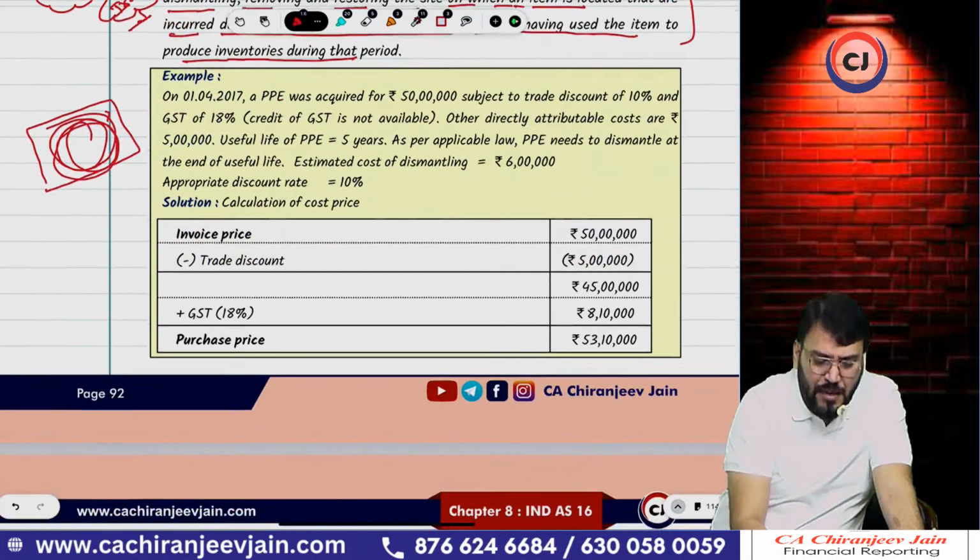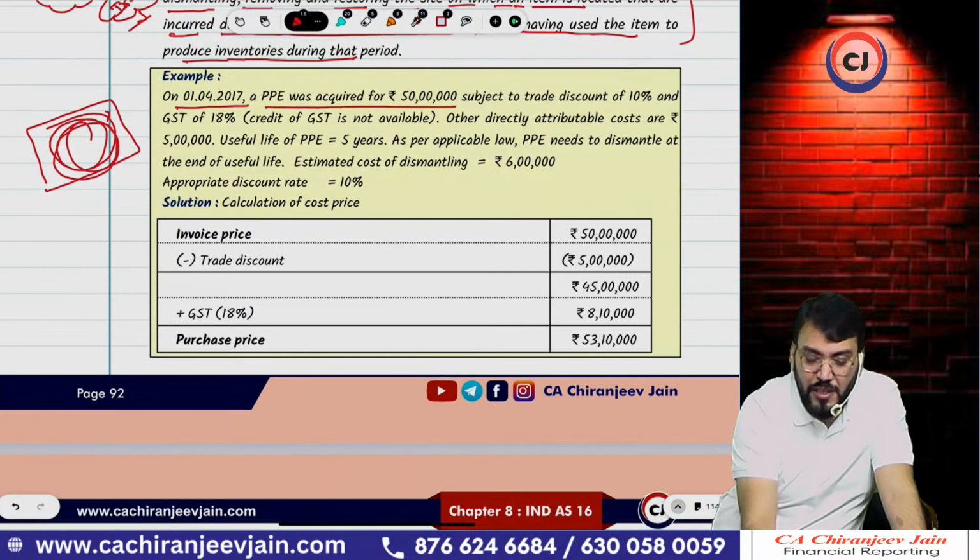Chalega? Example. On 1/4/2017, a PP was acquired for rupees 50 lakh subject to a trade discount of 10% and GST 18%. Credit of GST is not available. Other directly attributable costs are rupees 5 lakh. Useful life of PP is 5 years as per applicable law.